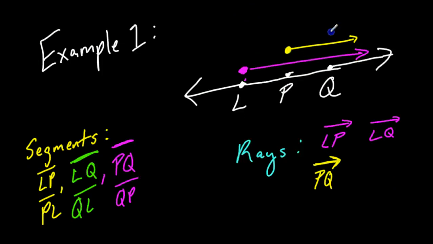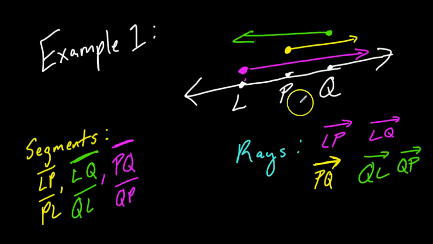Alright, we've got a couple other ones here. We could start at Q and go forever the other way. And that could be ray QL, or we could call it QP, doesn't really matter, so long as Q is our endpoint. And we've got one last one in there. Let's go ahead and start that at P and extend it to the left. That's going to be ray PL, starting at P, extending towards L forever and ever and ever.